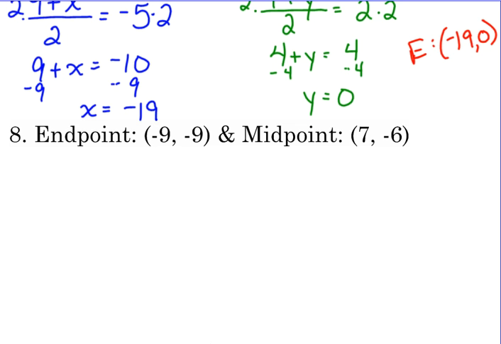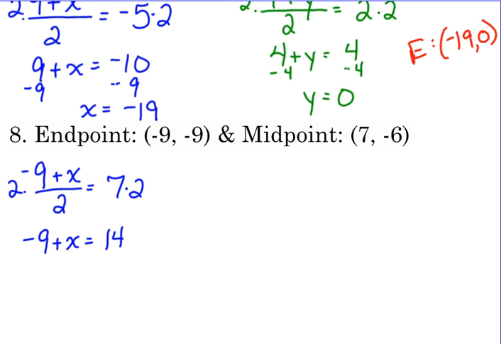All right, let's do another one like that. Okay, we know one endpoint is -9, -9. The midpoint is 7, -6. So let's set it up. Okay, I know my x-coordinate is -9. I don't know the other one. So I add x, divide by 2. That gives me the x-coordinate of my midpoint. Solve it. Multiply both sides by 2. -9 plus x equals 14. Add 9. My x-coordinate equals 23.